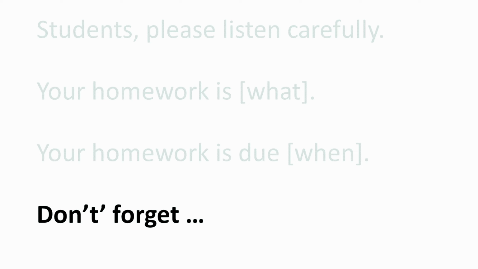But in some instances, you may want to add a final reminder statement to specify something students should do. For example, if you require that they use a specific color pen, then you can give this reminder statement by saying, don't forget to use a certain color pen. For example, don't forget to use a blue pen. Or if you want them to use a ruler, don't forget to use a ruler.